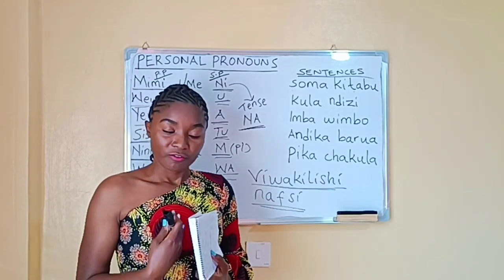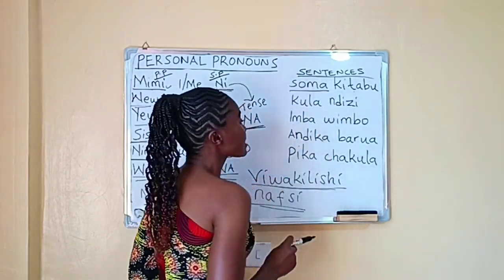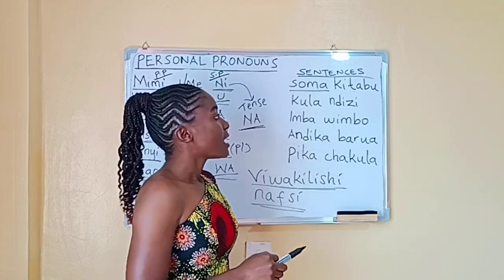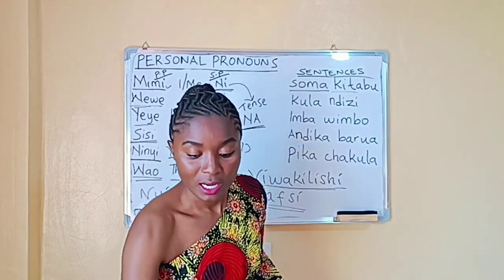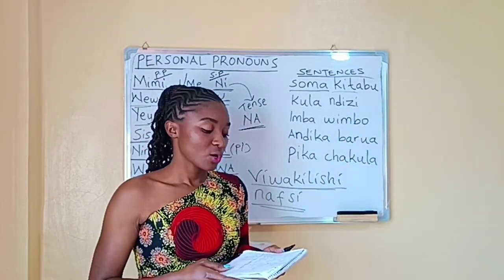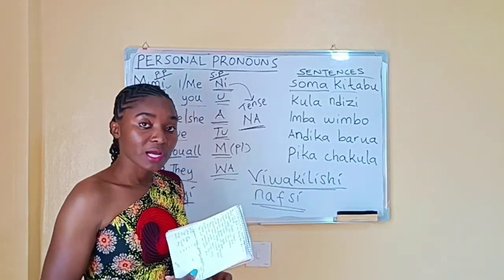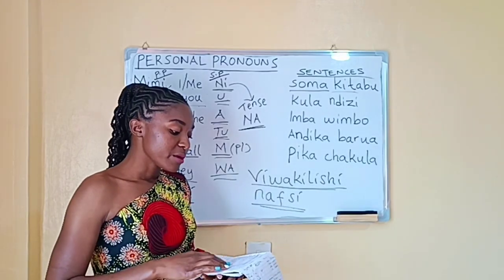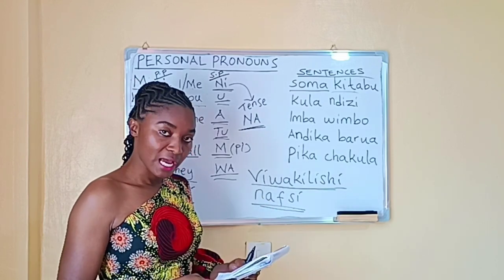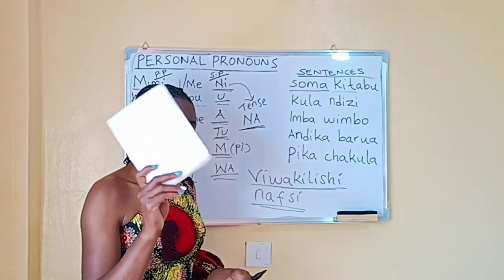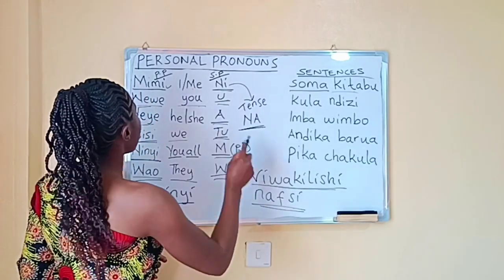I'm referring to myself, first person. All right. The word soma in Swahili means read or study. And kitabu is book. This book, we call it kitabu. So if I am reading a book right now, I'll say, mimi ninasoma kitabu. I am reading a book. I hope you've understood that. Then for another sentence, we can use wewe.